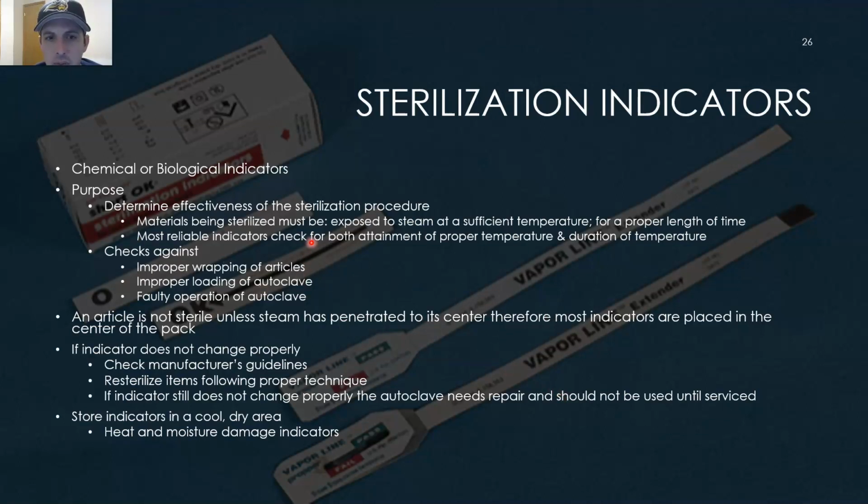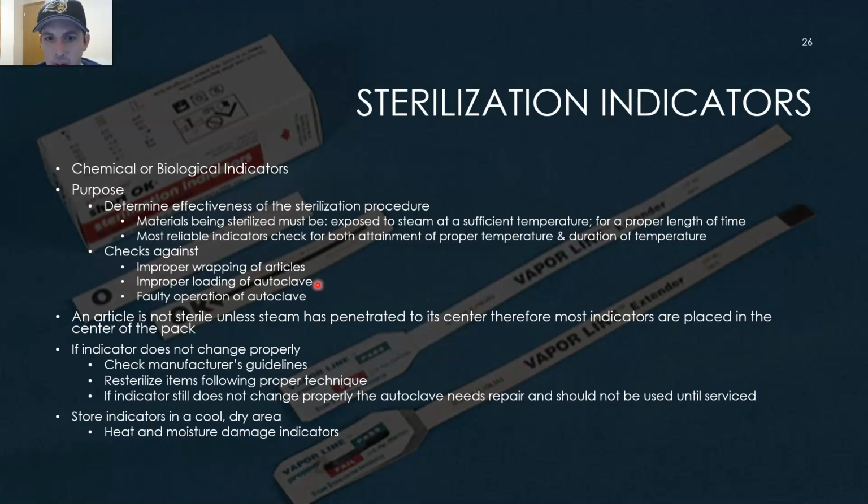The purpose of that is there's always the possibility of improper wrapping. So we need to talk about how to wrap the articles to make sure that they are able to be sterilized, and we'll do that here in a second. It's also possible that the loading of the autoclave was improper, and because of that, we did not get full penetration of steam because it was too tightly packed.